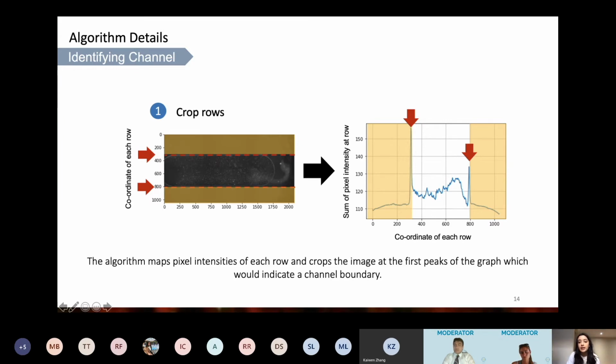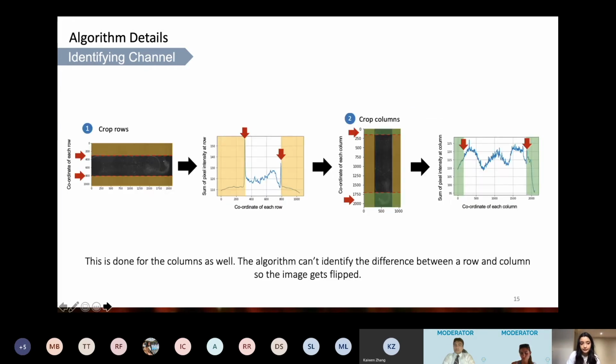And that corresponds to the peaks in this graph, where our y-axis would have our sum of pixel intensity at each row, and our x-axis would have the coordinate of each row. The same would be done for our columns as well, but since the algorithm can't really identify the difference between a row and a column, the image would get flipped. So these green areas here would correspond to the green areas in this image here.